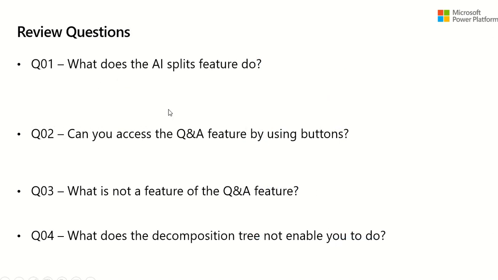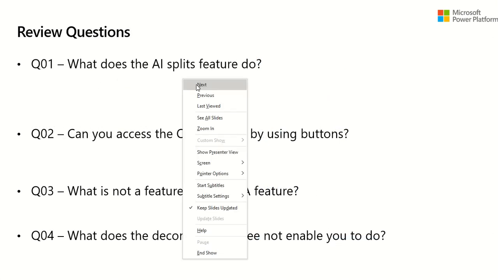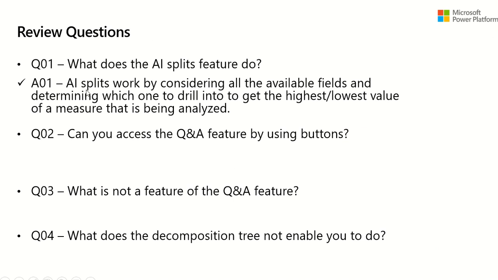Question: what does the AI split feature do? The AI split feature works by considering your available fields and determining which one to drill into to get the highest or lowest value of the measure that you are analyzing. AI stands for artificial intelligence. It will consider all the available fields that you have selected, and it will help you drill down to get more detail about which is the highest and which is the lowest.